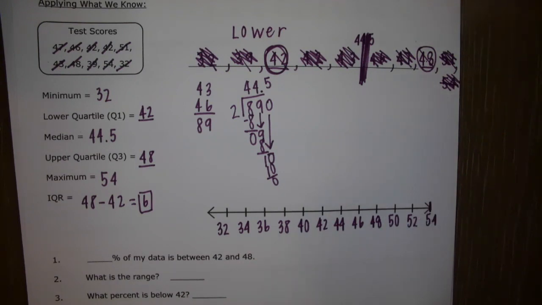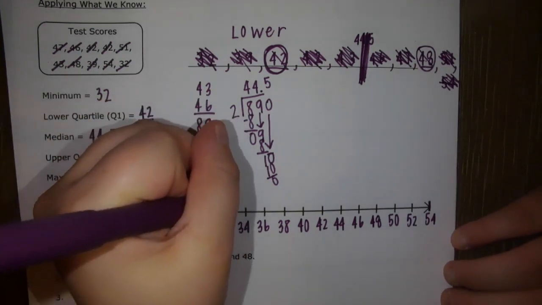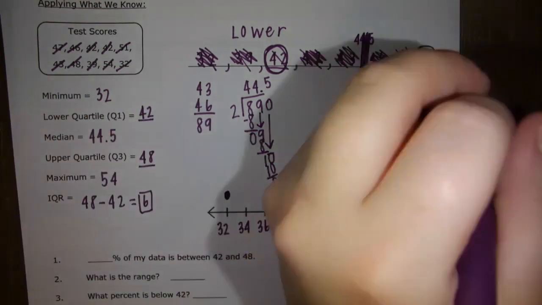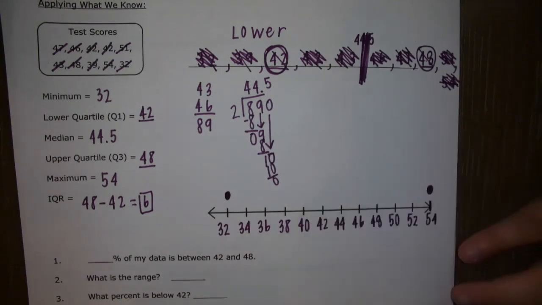And so now I'm going to start filling in my values that I found. My minimum was at 32. I'm going to start with that, place a dot there. My maximum was at 54, so I'm going to place a dot over there.